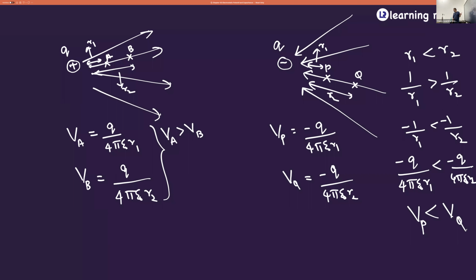Whereas here, what is happening? VA is greater than VB. So in both the scenarios, if you observe, is the electric field not always going in the direction of decreasing potential? A is greater than B. So this is the direction in which it is going. Here, Q is greater than P. This is the direction in which it is going. Am I clear with this? Are you able to understand? So this is the meaning of the negative sign that is given. Am I clear? Yeah. So make a note of this.